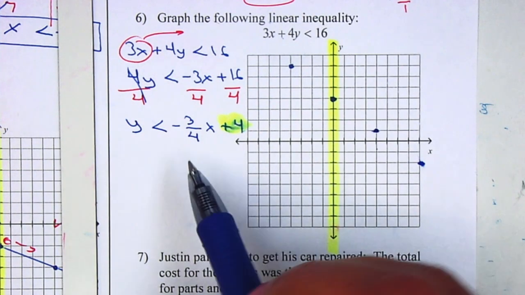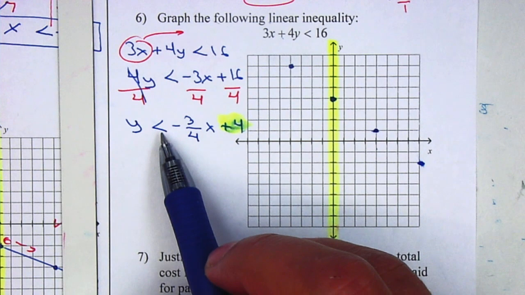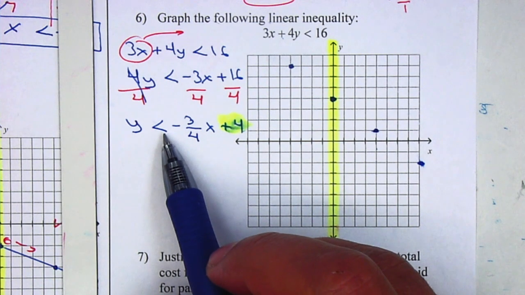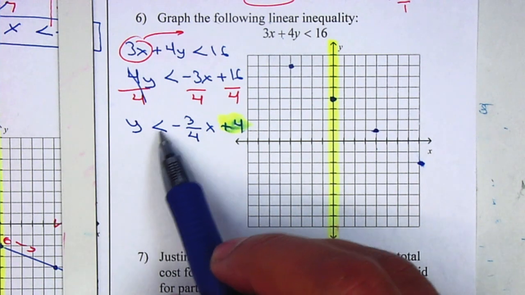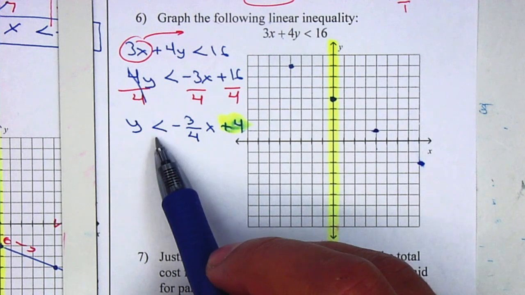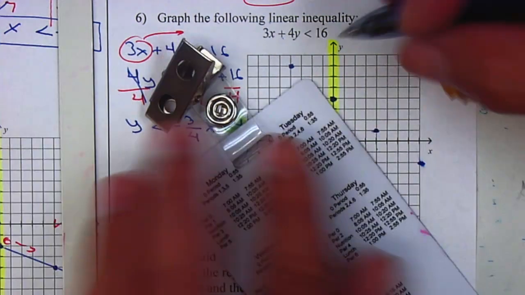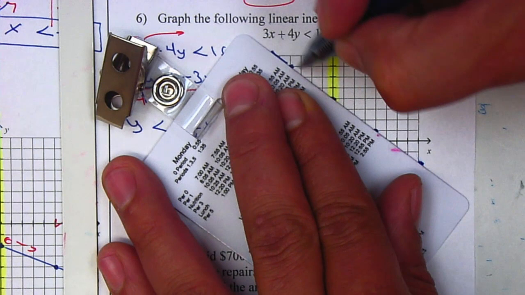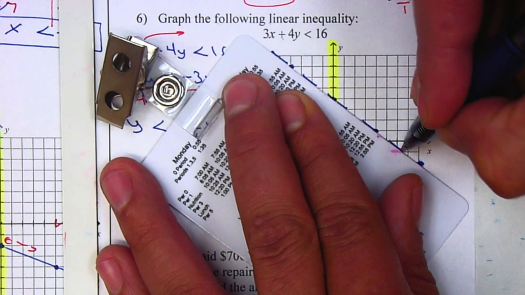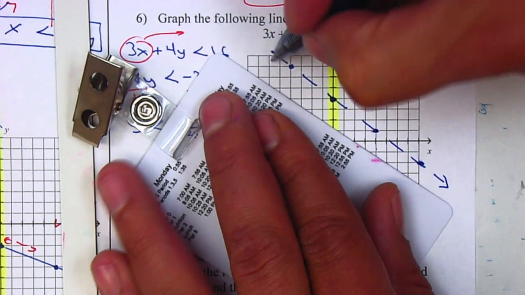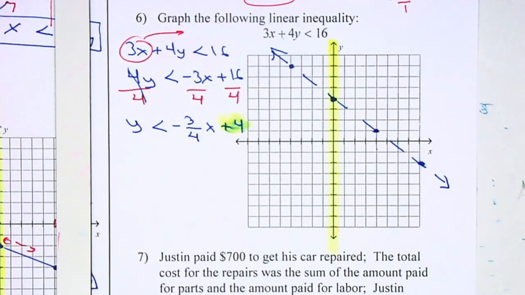Several things to think about when you graph an inequality. Is this going to be a solid or a dash? This is y is less than, that means it's going to be a dash because it's not equal to. So it's going to be a dash line. Make sure you place arrows on both sides and make your line all the way through.